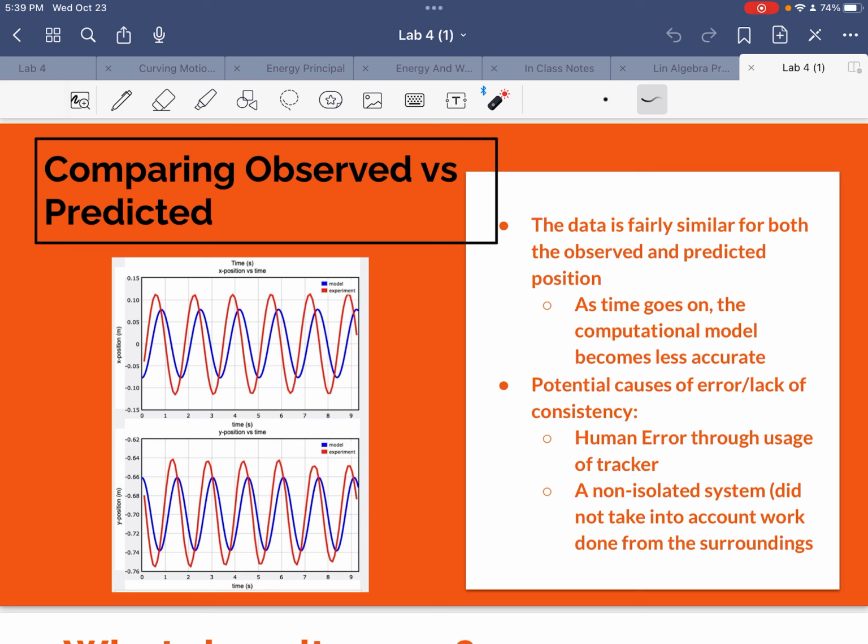And this lack of similarities between my two data sets could be due to one of two main reasons, the first being human error. As I hand track the position of the mass myself through Tracker, there's a large margin for error as I cannot accurately determine the center of mass at every single frame. And the second error could be that the computational model treated this system as being completely isolated, while in real life there could have been work done on the system by the surroundings that I was unaware of.